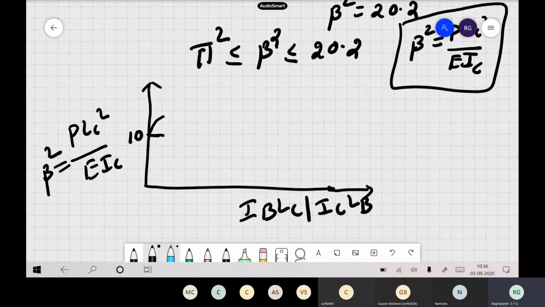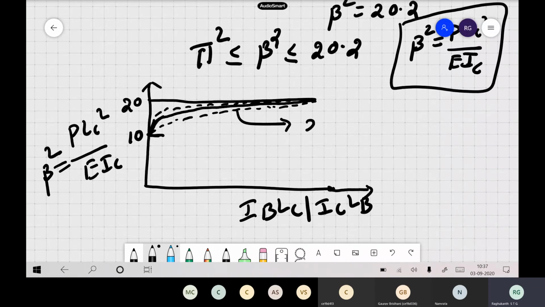Okay, and finally when IB tends to infinity, all of them should go towards 20.2. So the roots go like this. This is the first root, and the second root is the smallest one. All of them will go towards this one. And this is of course the third root, which is the highest buckling load. You followed it. So this is your second root.